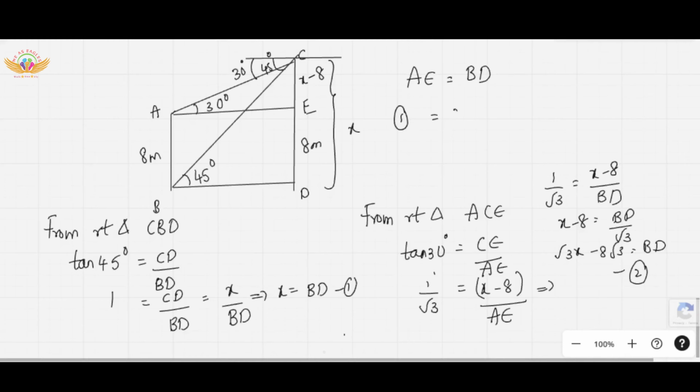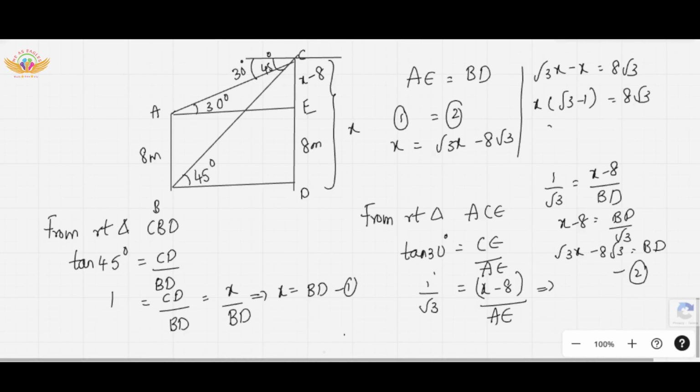If I equate 1 and 2, X is equal to root 3 X minus 8 root 3. So bring all the X terms together: root 3 X minus X is equal to 8 root 3. If I take X out, X times root 3 minus 1 is equal to 8 root 3. So the X value will be equal to 8 root 3 divided by root 3 minus 1. So this is the X value.